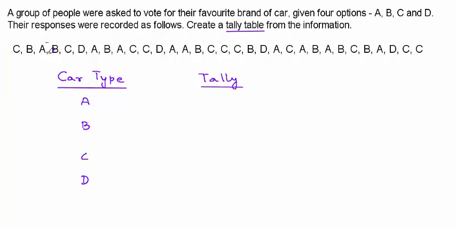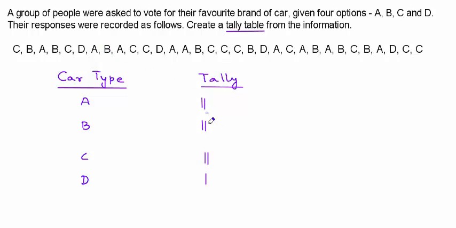And then we start scanning the responses. The first one is a C, therefore we put a mark against C. This is called a tally mark. The second one is B, so we put a mark against B. The third one is A, so it goes here. The fourth one is B again, so we put another mark. The fifth one is C. Here comes C. Then D. First mark for D. A again.